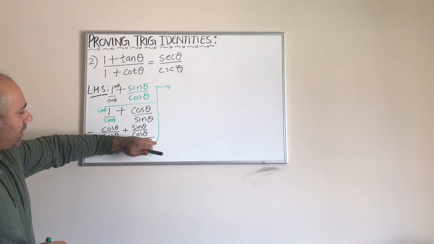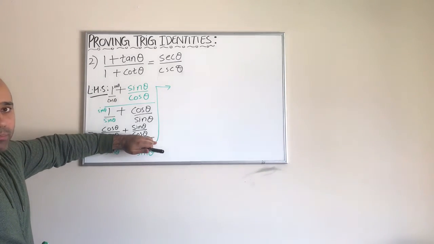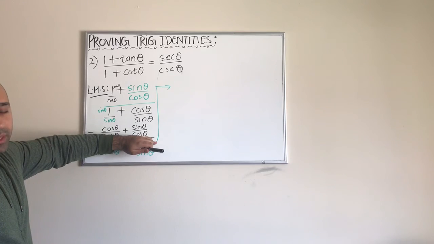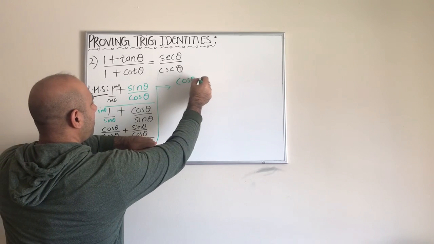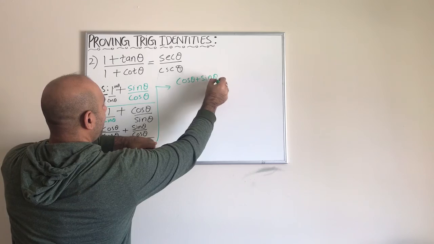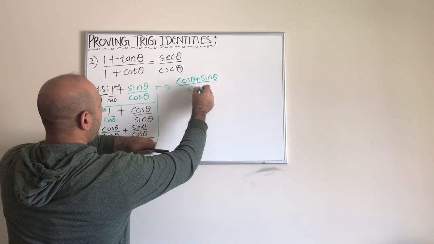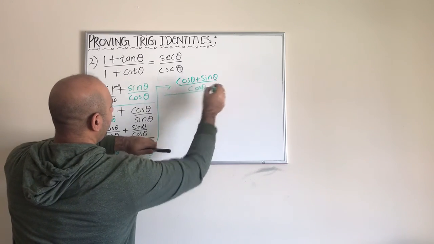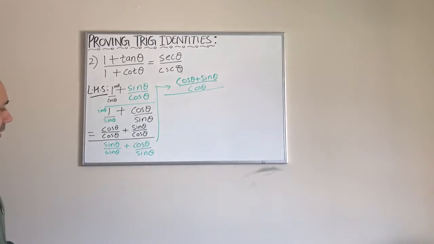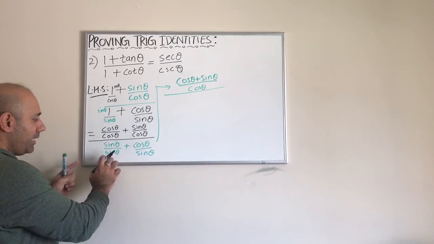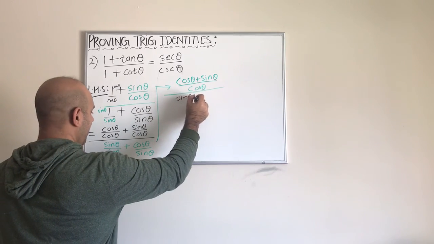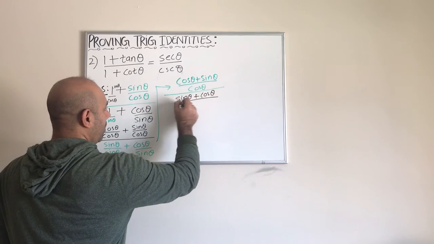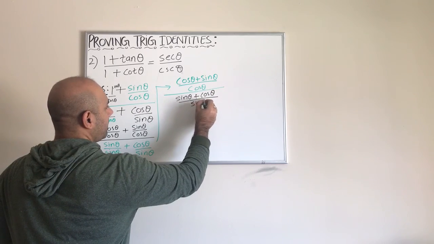The denominators are the same, cosine and cosine. Can we combine the upstairs, the numerators? And the answer to that is yes, we can now combine them. So if I combine them, it's going to look like cosine theta plus sine theta divided by the cosine theta, whole thing divided by, and we do the exact same thing with the denominator. You have a common sine theta here, you can combine the numerator, it's sine theta plus cosine theta over sine theta.